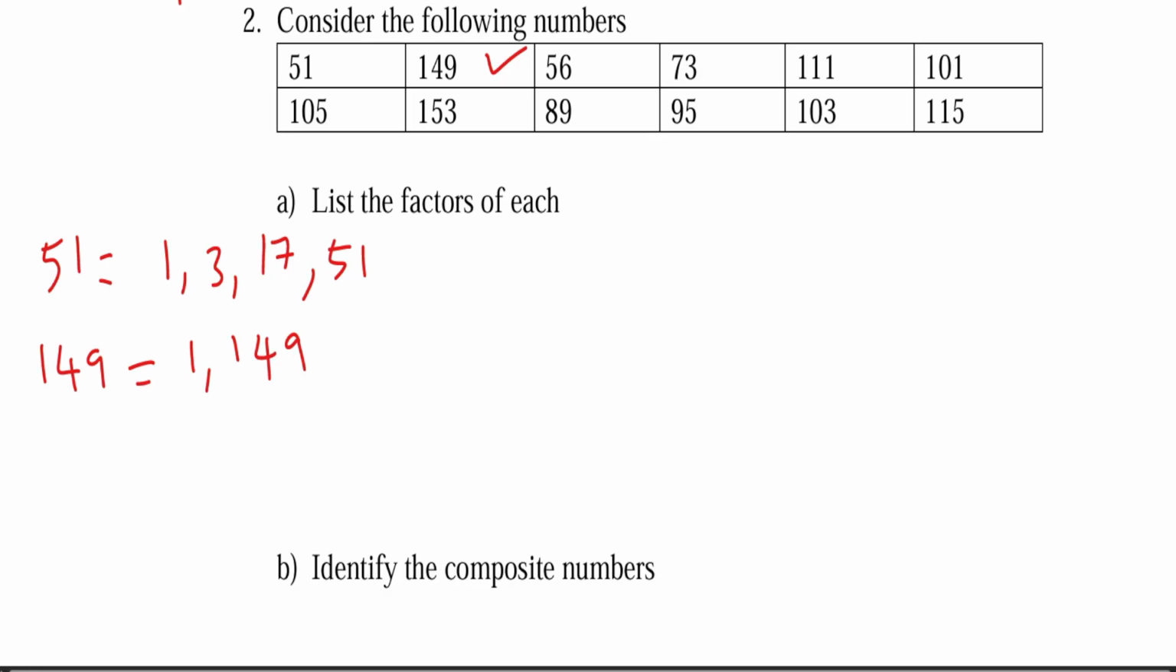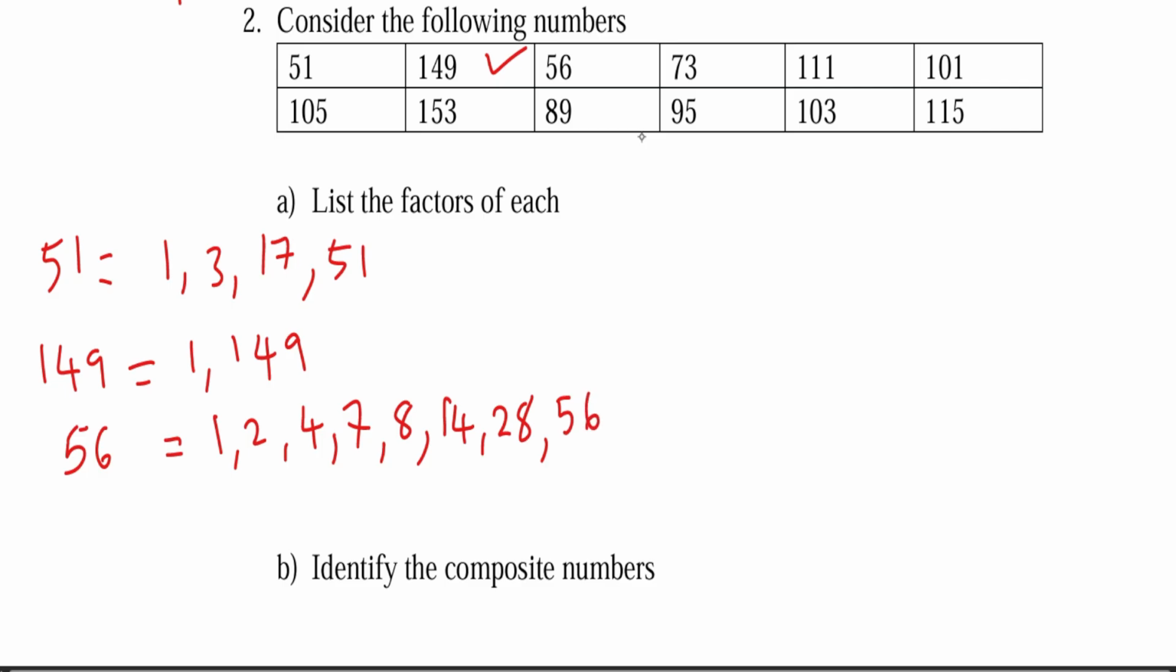The factors for 56 are 1, 2, 4. We can divide by 7 to give you 8. So we also have 8, 14, 28, and 56. Another one, 73, is a prime number, so we just have 1 and 73 only.